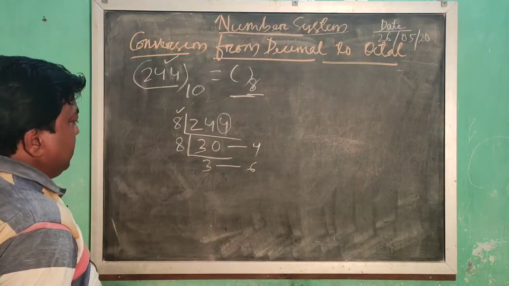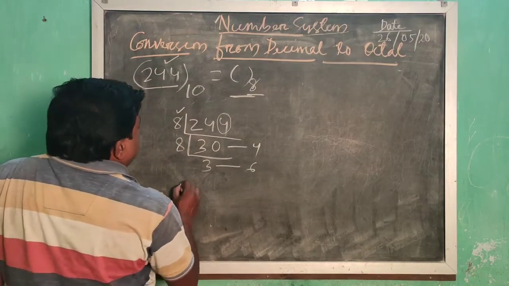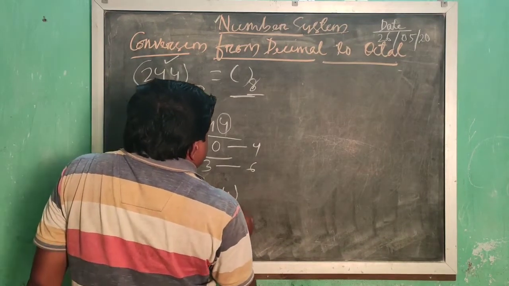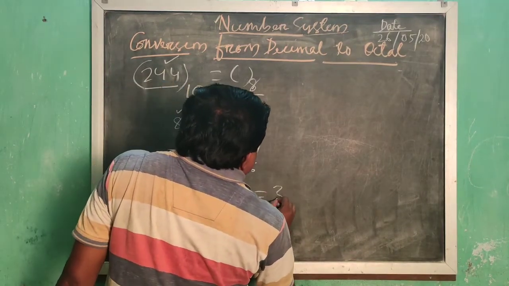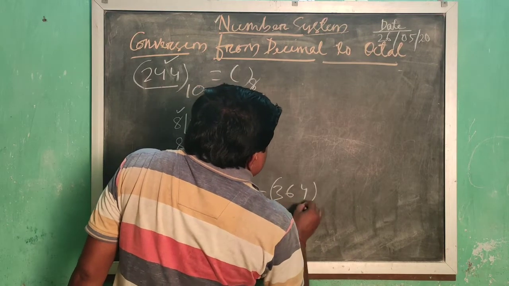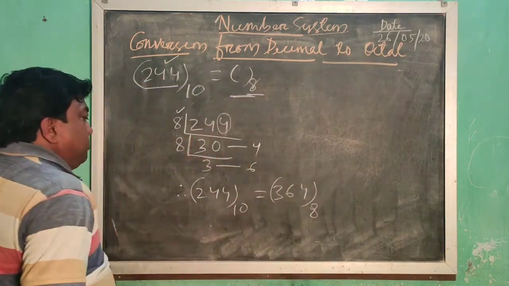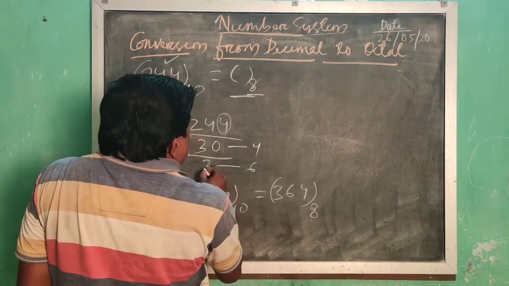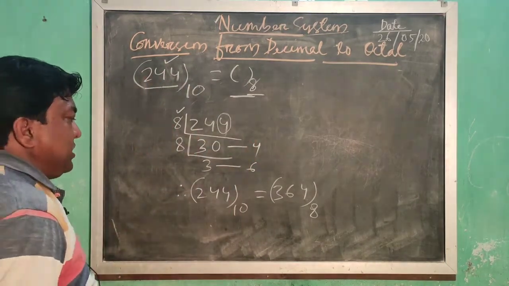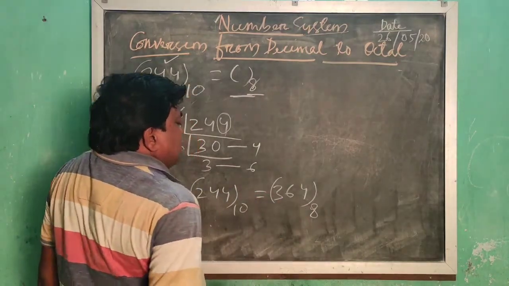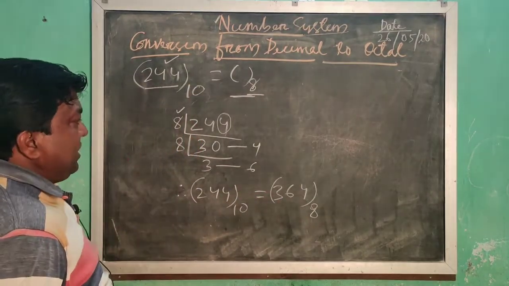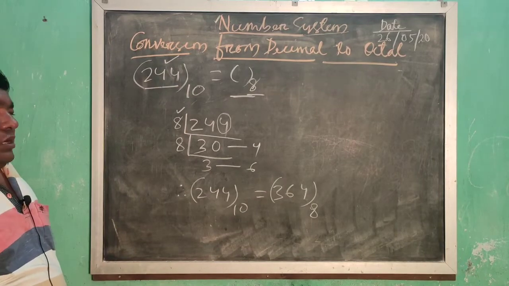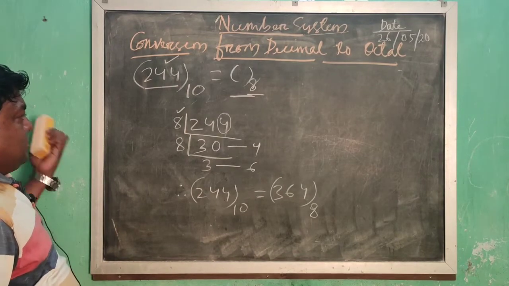Then your answer will be 244 base 10 equal to 364 base 8. I have told in last class you have to write the answer from bottom to top. That is why your answer will be 364, base will be 8. Hope all you understand this solution.